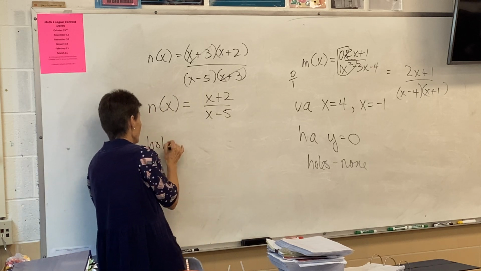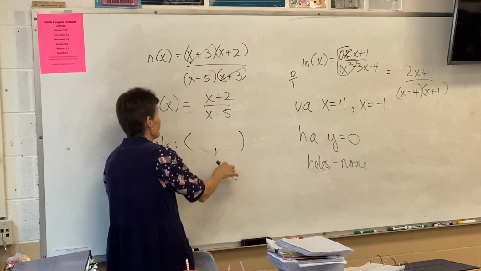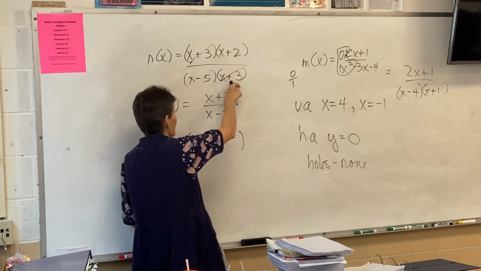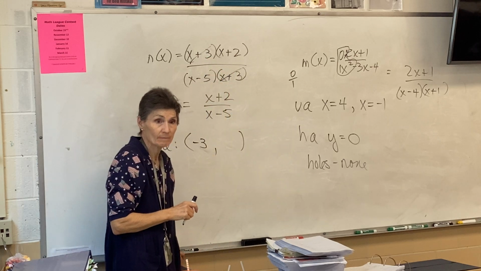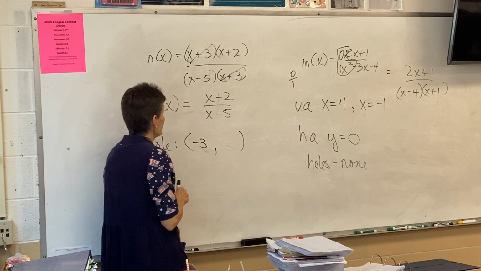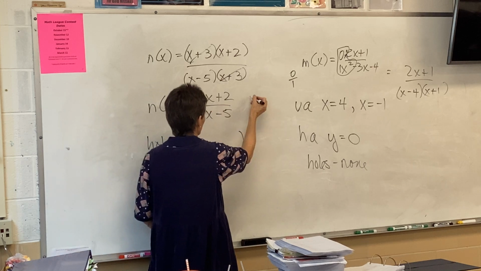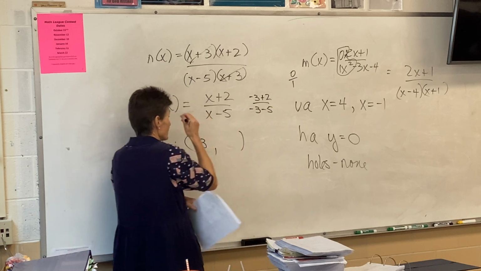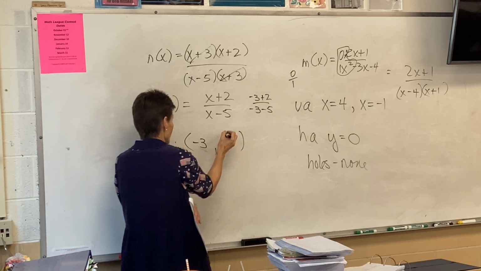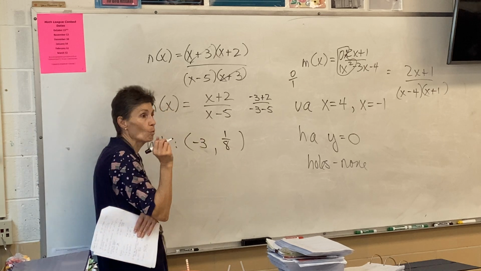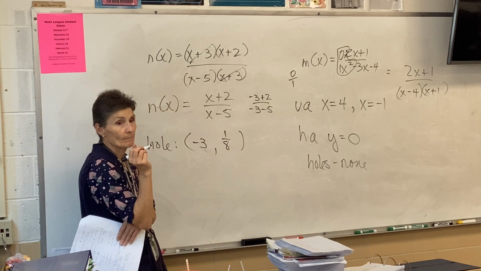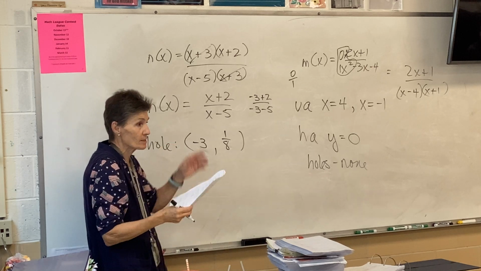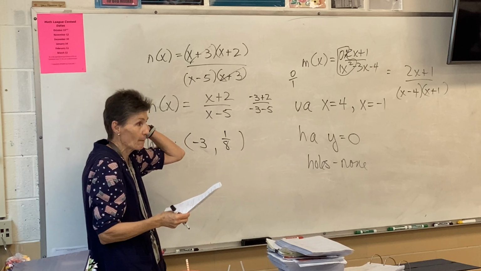And there's going to be a hole, and the hole is going to be at x equals negative 3, because that's the one I canceled out, right? And then I'll plug that negative 3 in, so I have negative 3 plus 2, and negative 3 minus 5. So what is that? Negative 1 over negative 8, but that's 1 over 8. A lot of times you skip fractions there. We're not going to worry about that. That happens.